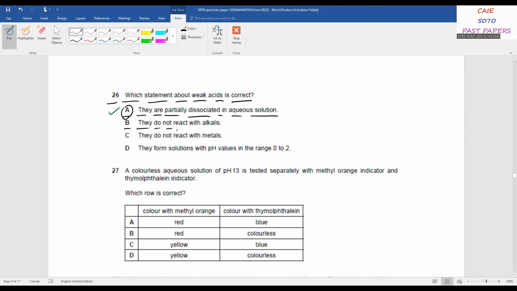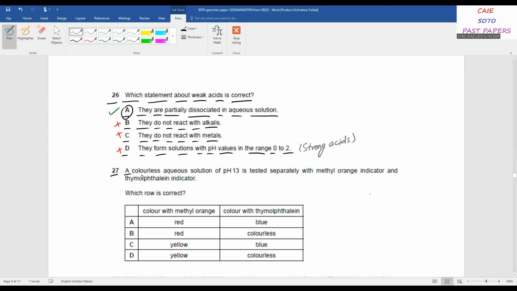B, they do not react with alkalis. Acids will react with alkalis, so this is wrong. C, they do not react with metals. Again, this statement is wrong because acids will react with metals. D, they form solutions with pH values in the range 0 to 5. This is the pH range for strong acids. So all these statements are incorrect. Only statement number A is correct.